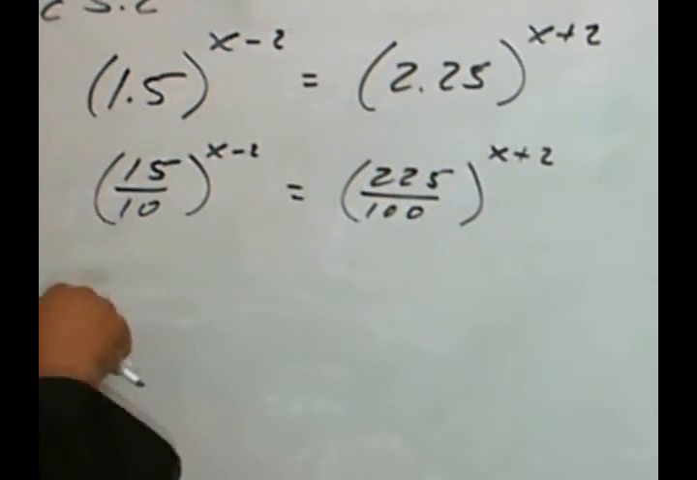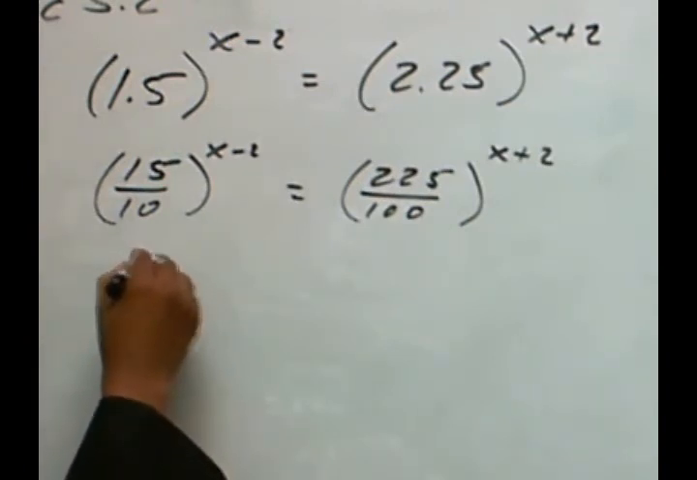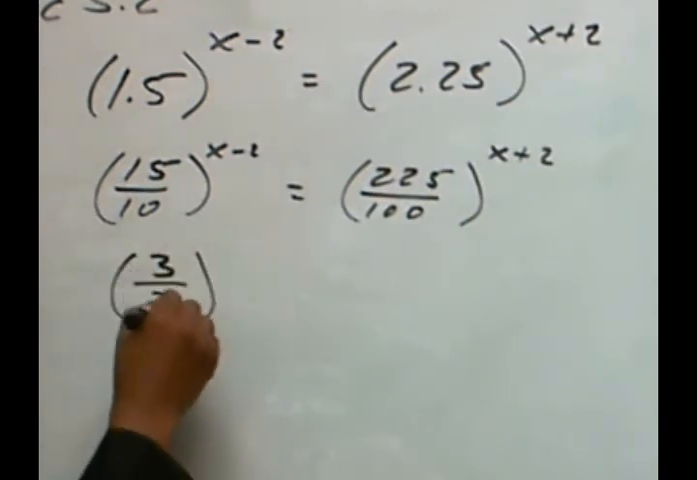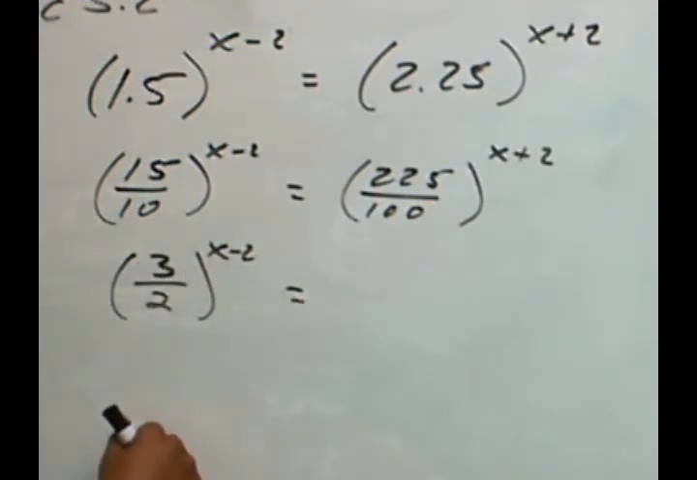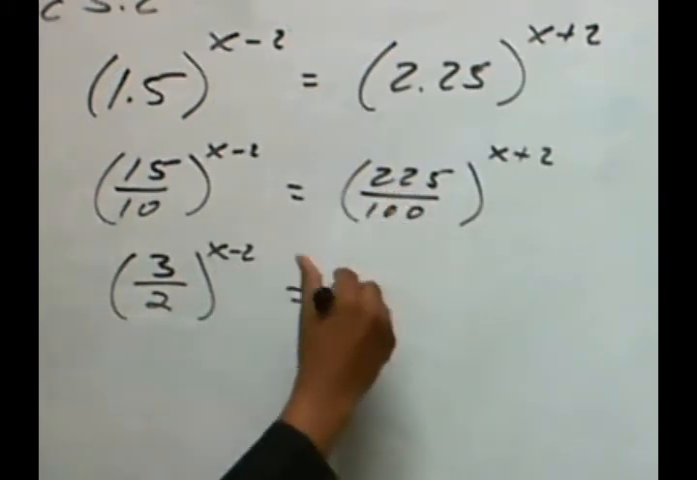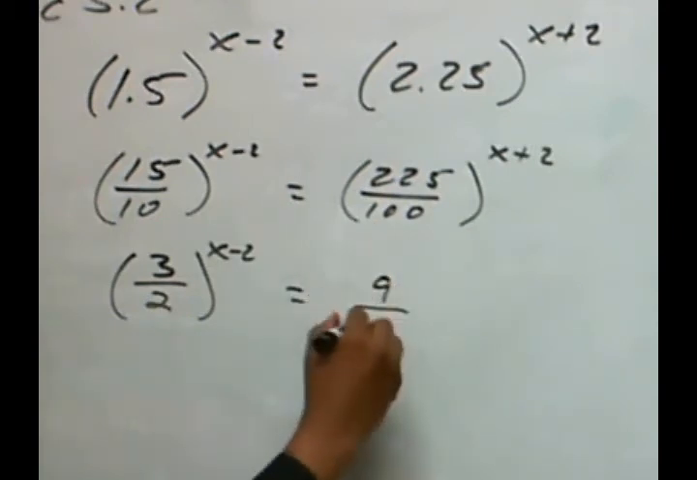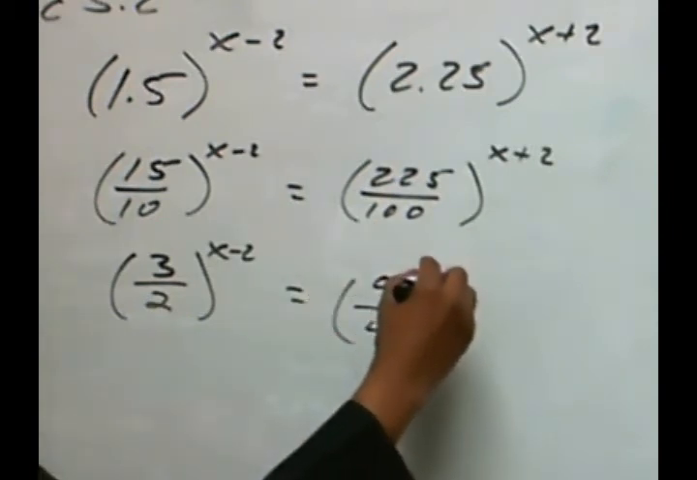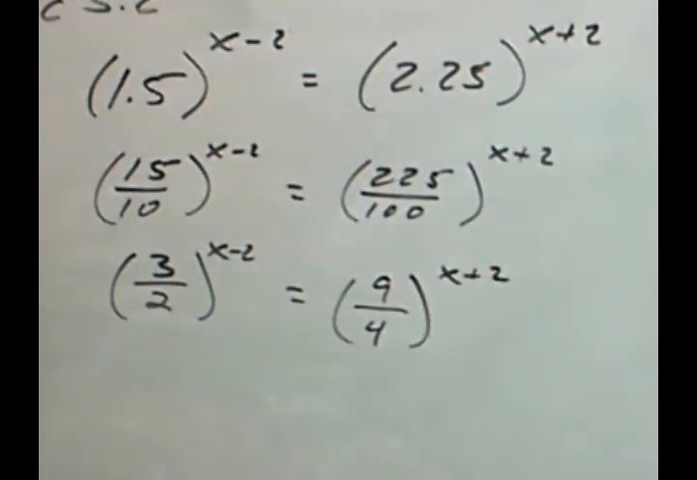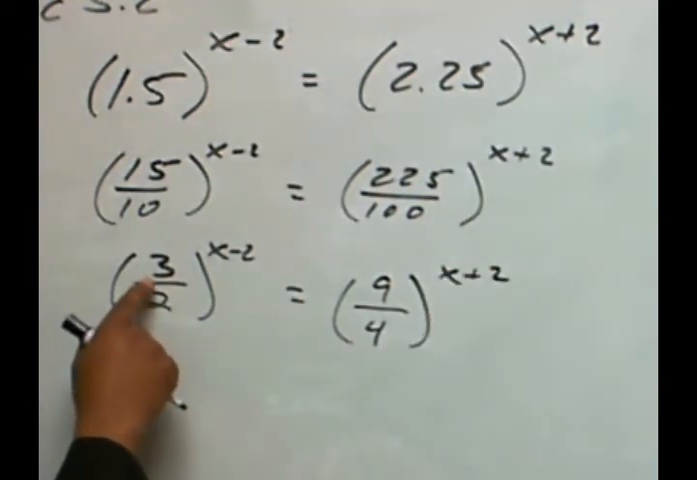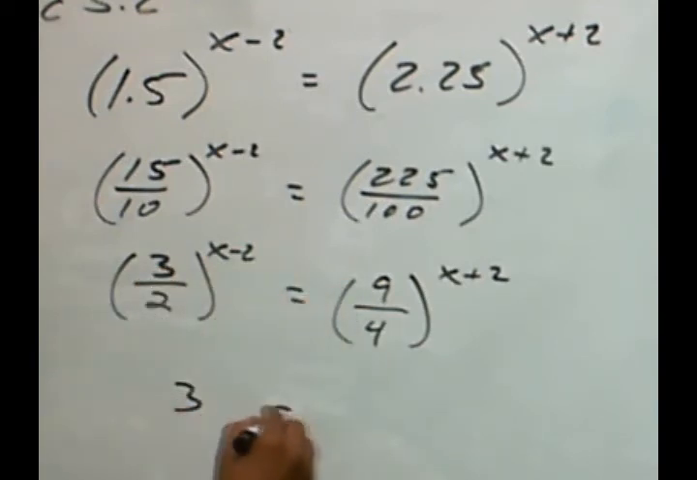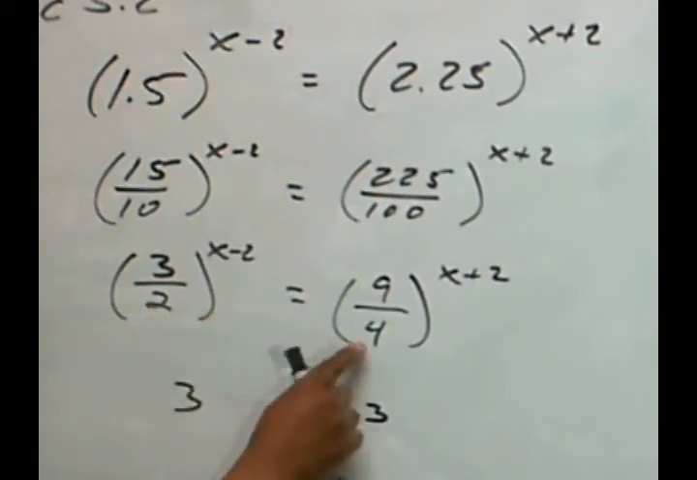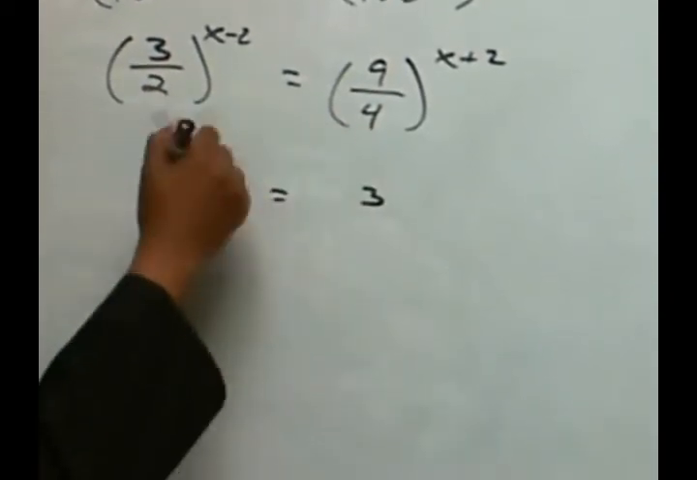Okay, there's a common factor of 5 here, so this will reduce to 3/2 to the x minus 2. Okay, I have a common factor of, I believe, 25. So that's 9 for the numerator and 4 for the denominator, to the x plus 2. Okay, I can see here that I have a common base. If we're using the 3 and the 9, the common base will be 3. And for the 4 and the 2, the common base will be a 2.